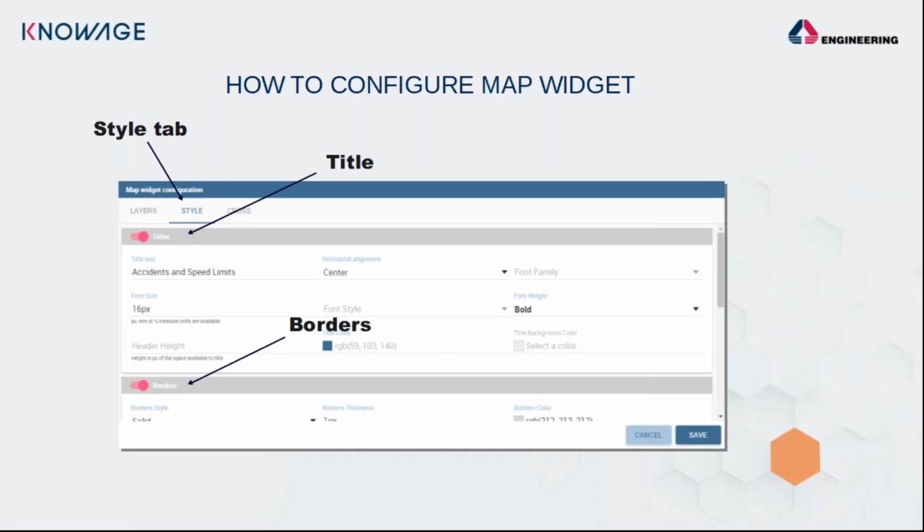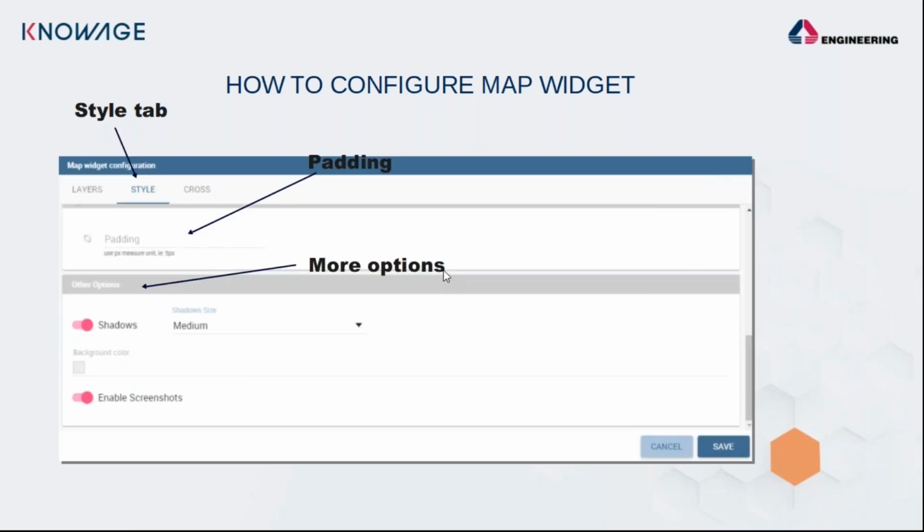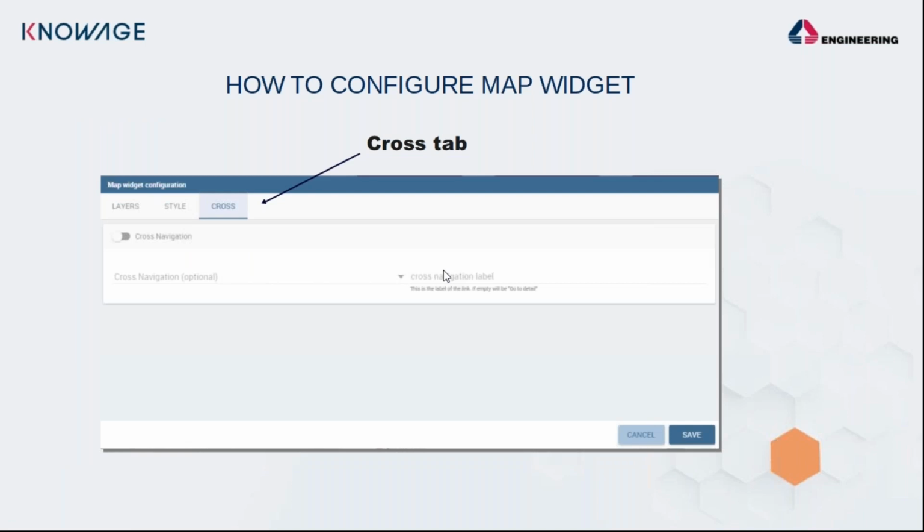So if we want to put some title, borders, some padding, a little shadow to highlight the widget, if we enable the screenshot, etc. The last tab is for the cross navigation configuration, which means that you can enable the map to be interactive. In terms of cross navigation, it means that you can click on the map and navigate to another external document to see other information, another analysis. So you can cross between documents.